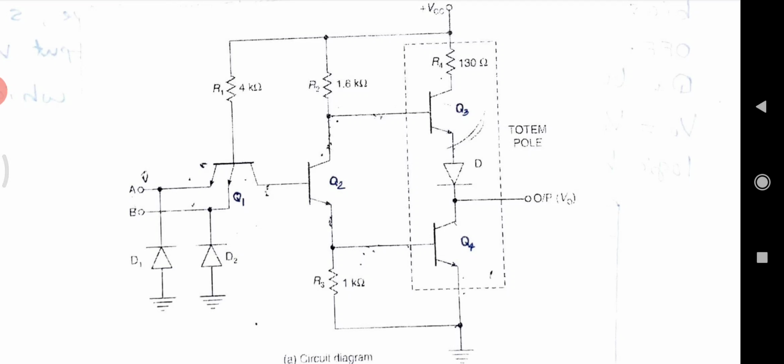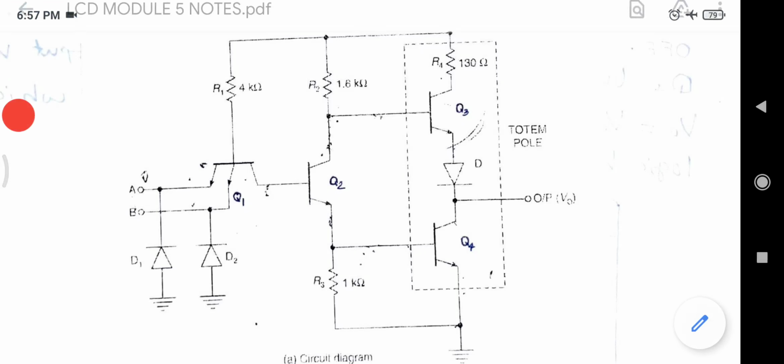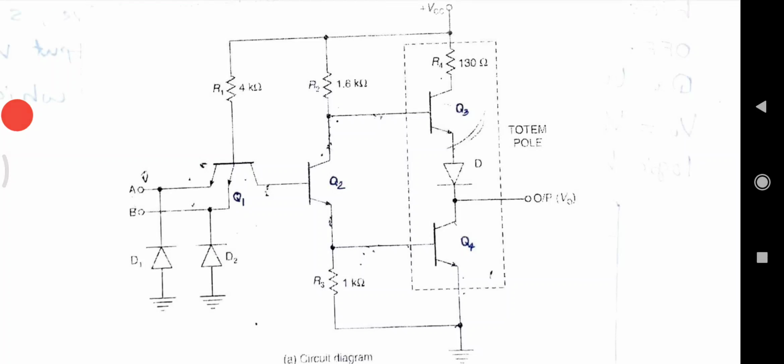Diode D ensures that Q3 and Q4 do not conduct simultaneously. Transistor Q3 acts as an emitter follower. Diodes D1 and D2 protect Q1 from being damaged by the negative spikes of the voltage at the input.